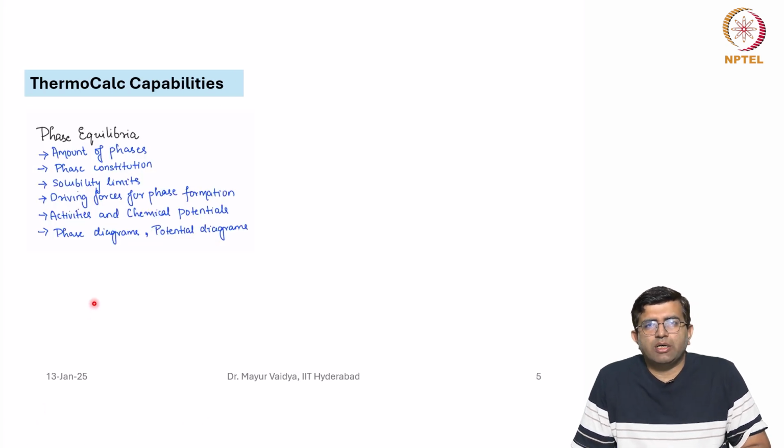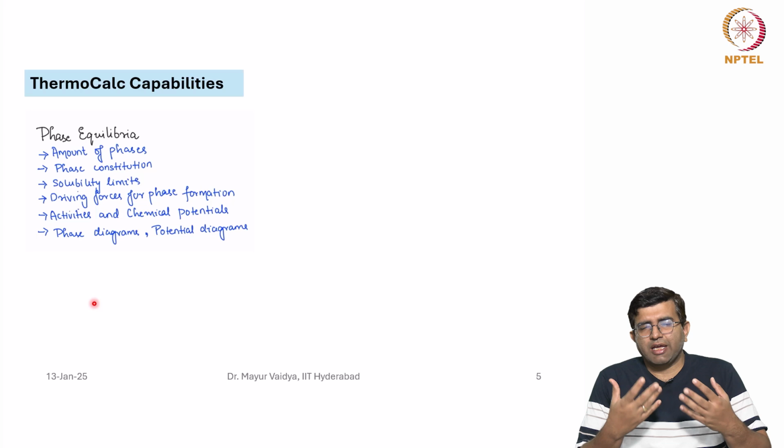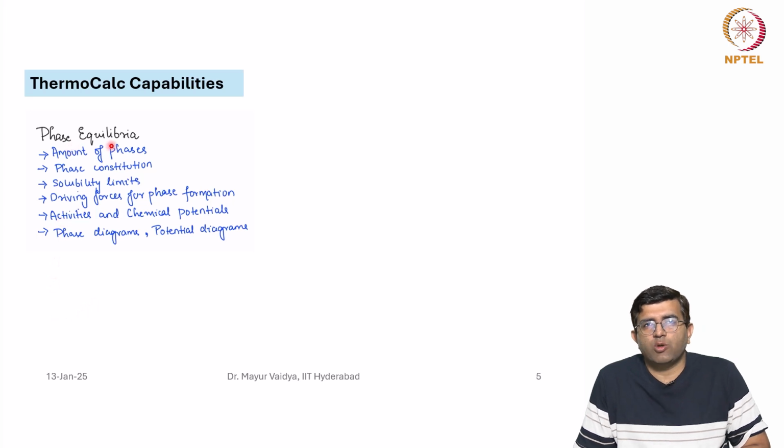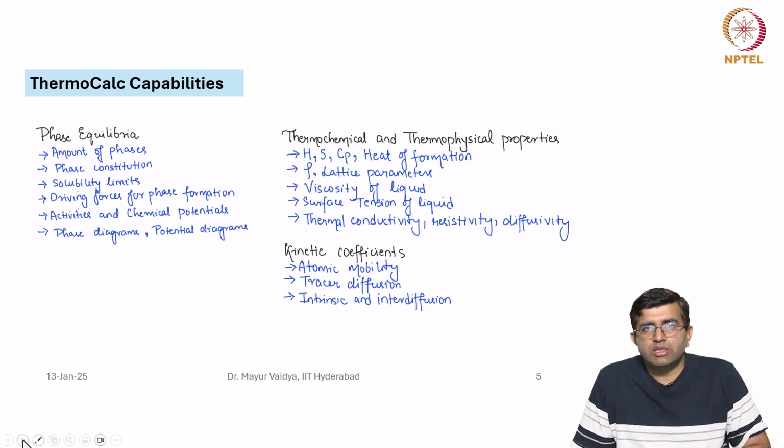Very briefly, and this is in no way an exhaustive list, here are some of the capabilities of Thermo-Calc. The first category is phase equilibria. So you can predict the amount of phases, the constitution or composition of the phases, the solubility limits, the driving forces for phase formation, activities and chemical potentials, phase diagrams, and potential diagrams. So you can get a lot of information about phase equilibria.